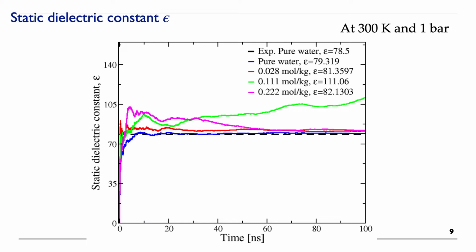Another property that we calculate is the static dielectric constant. This is calculated by the fluctuation of the dipole moment of the system. As water is a polar molecule and has a high value of the dielectric constant, the experimental value is 78.5, and the one obtained by the numerical simulation is 79.32. This value is obtained in this work, and this is 1% larger than the experimental value.